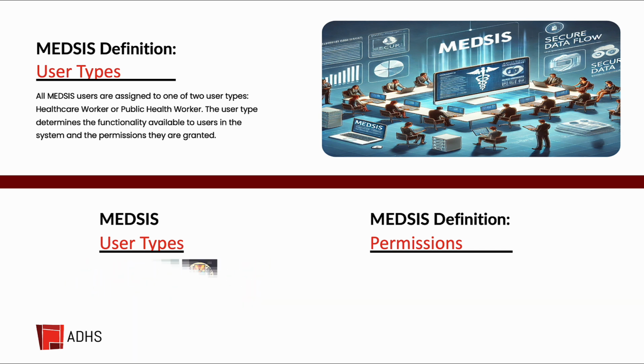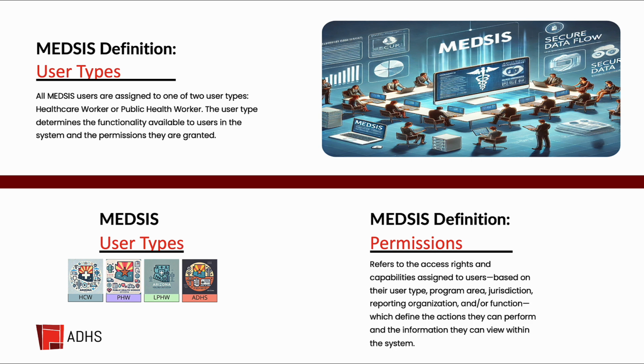So now that we've looked at the definitions and the different types of users, let's define our user permissions. Permissions refers to the access rights and capabilities assigned to users based on their user type, program area, jurisdiction, reporting organization, and/or function, which define the actions they can perform and the information they can view within the system.